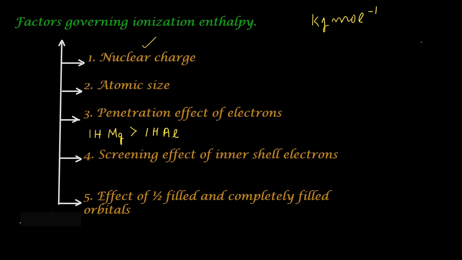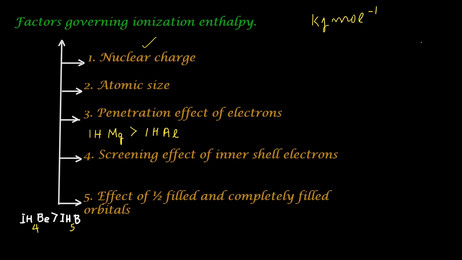Now, the fifth one, effect of half-filled and completely filled orbitals. Let us take the example of the ionization enthalpy of beryllium and boron. Beryllium's atomic number is 4 and boron's atomic number is 5. Both of them belong to the second period. So, we expect the ionization enthalpy of boron to be greater than that of beryllium. But in reality, we find that the ionization enthalpy of beryllium, atomic number 4, is greater than that of boron, with atomic number 5.